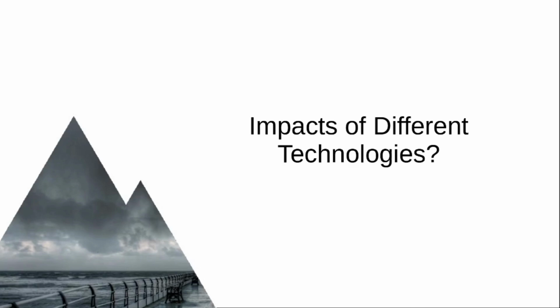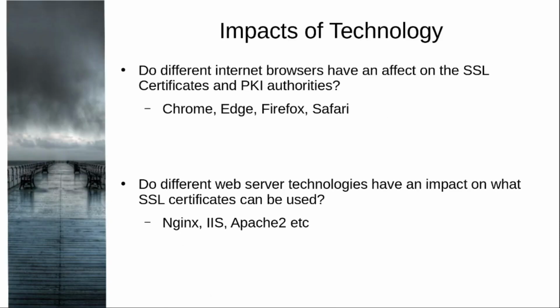Now, what's the difference of using different technologies with SSL certificates that we get from our certificate authorities? Well, there's two main components of technologies that we can explore. The first is, do different internet browsers react differently to an SSL certificate and PKI authorities? You know, examples of browsers include Chrome and Edge and Firefox and Safari. They're our most common ones.